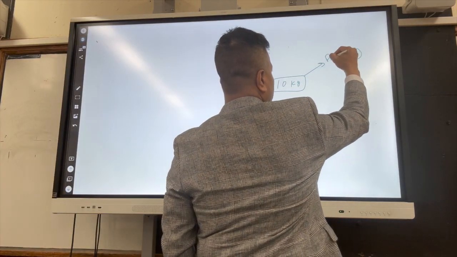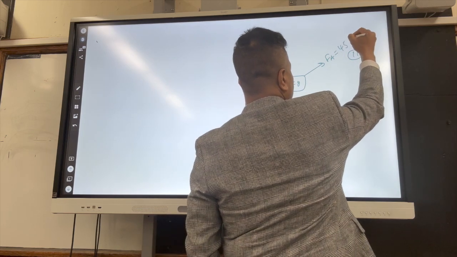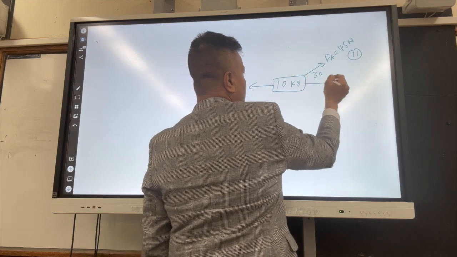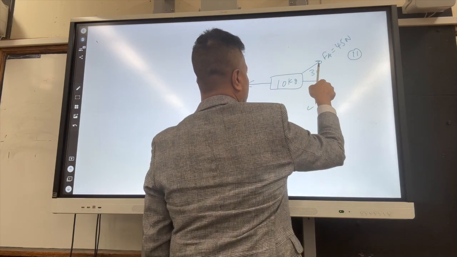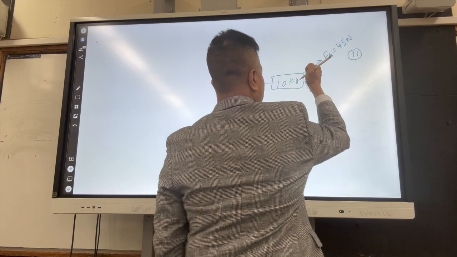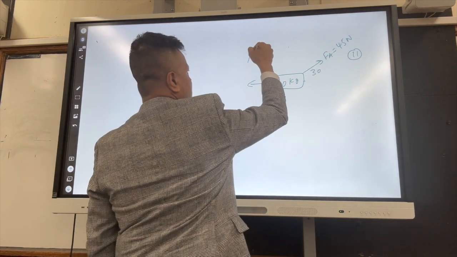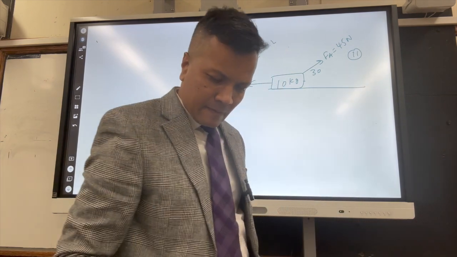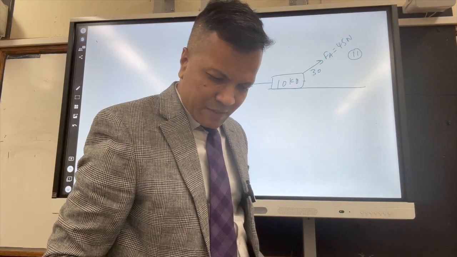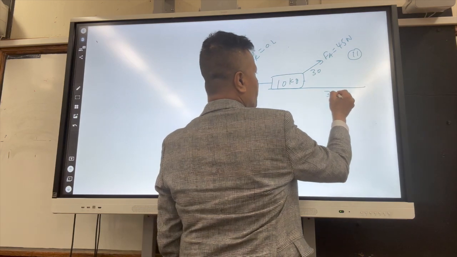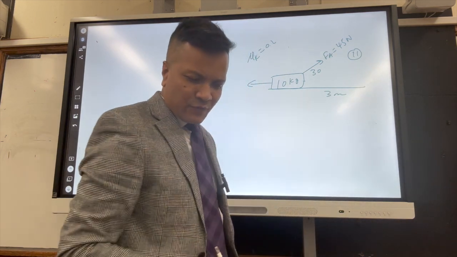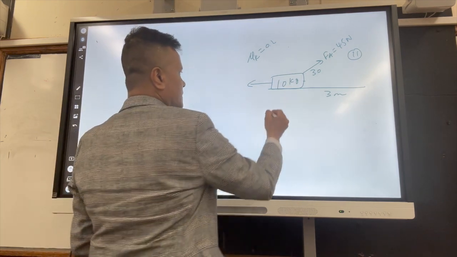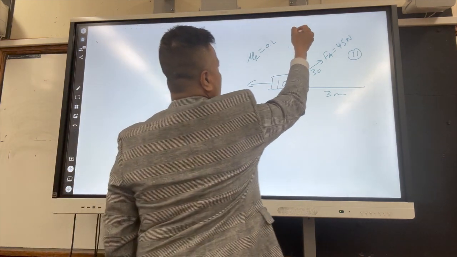And you try to move it with 45 Newton at 30 degrees. There is a friction, and that mu_k is 0.2, and it moves 3 meters. What we are trying to find is how much work is done by friction.